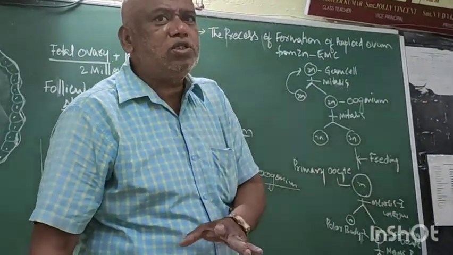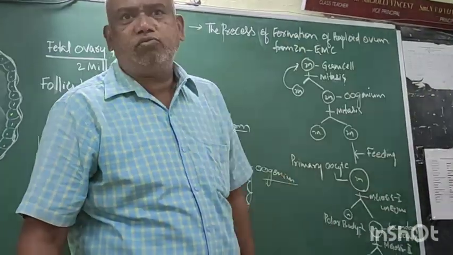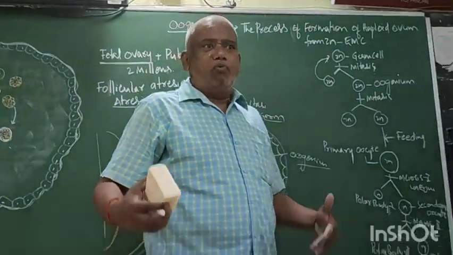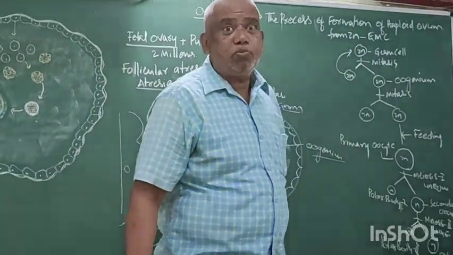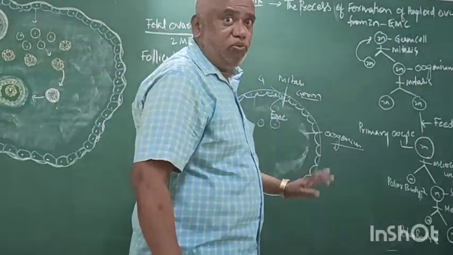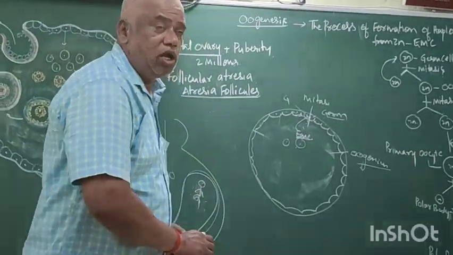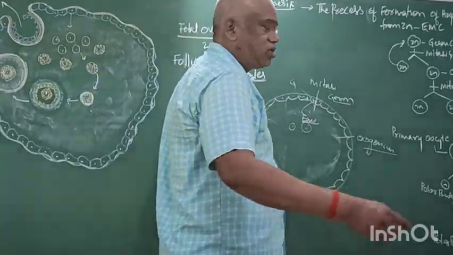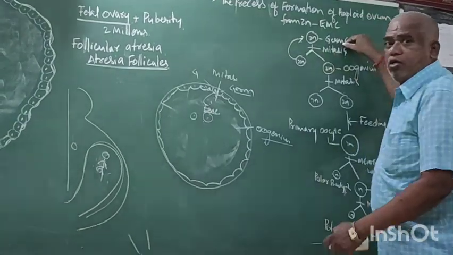But in males, instead of oogonium, there is spermatogonium, and all spermatogenesis occurs after puberty, after 14-15 years of age. But in females, it is very interesting.